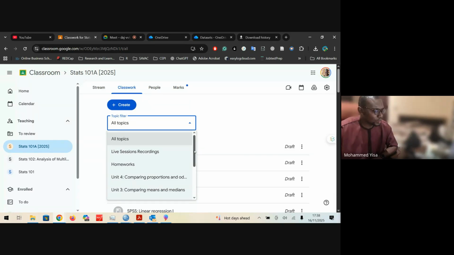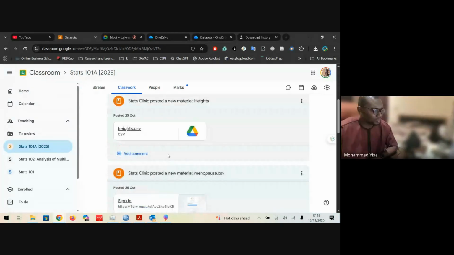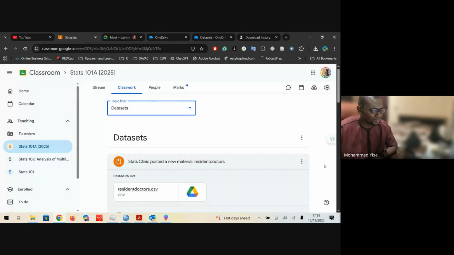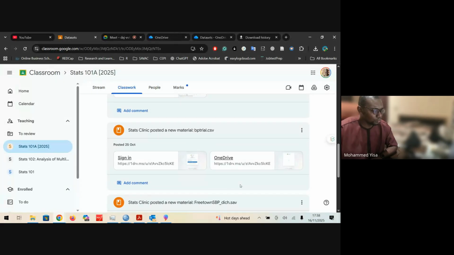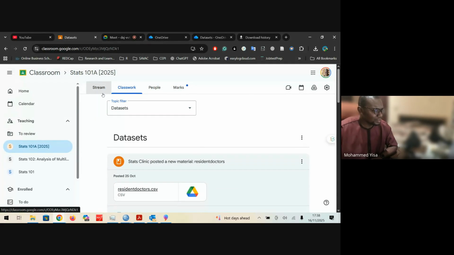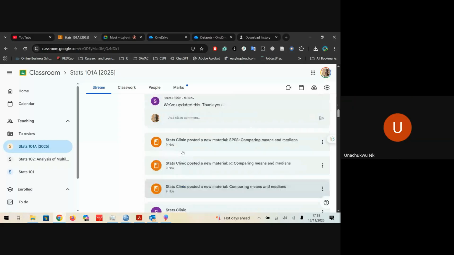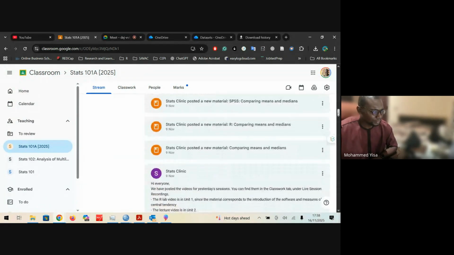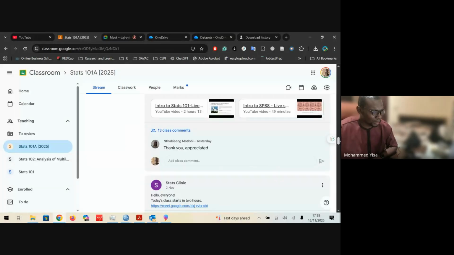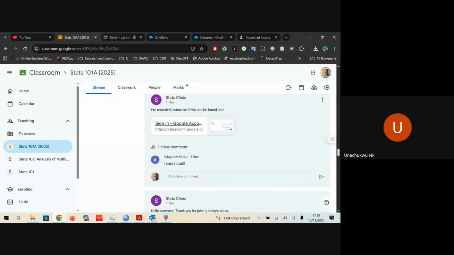So you have to scroll down to where it says data sets. And then you'll be able to see, for example, this is the resident doctor CSV, and some of the other data sets are also listed here. And I think even in the items that were posted, you would find, in addition to the videos that were posted ahead of time, they also posted a data set or a link to the data set.